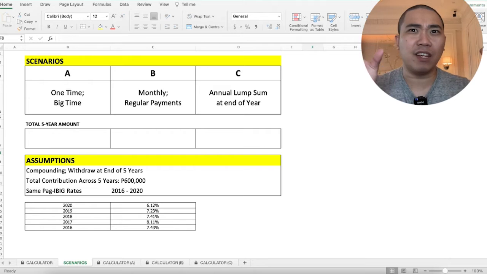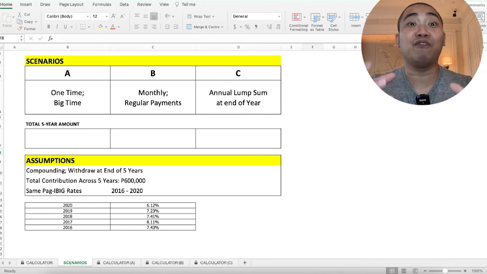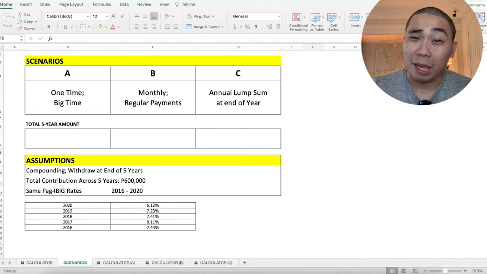So, meaning, every year, maglilikom ako ng pera, lalagay ko muna sa savings account ko or whatever. Pwedeng ipunin mo lang sa envelope or whatever you want. And at the end of the year ko siya ilalagay sa MP2, mas okay ba yun?